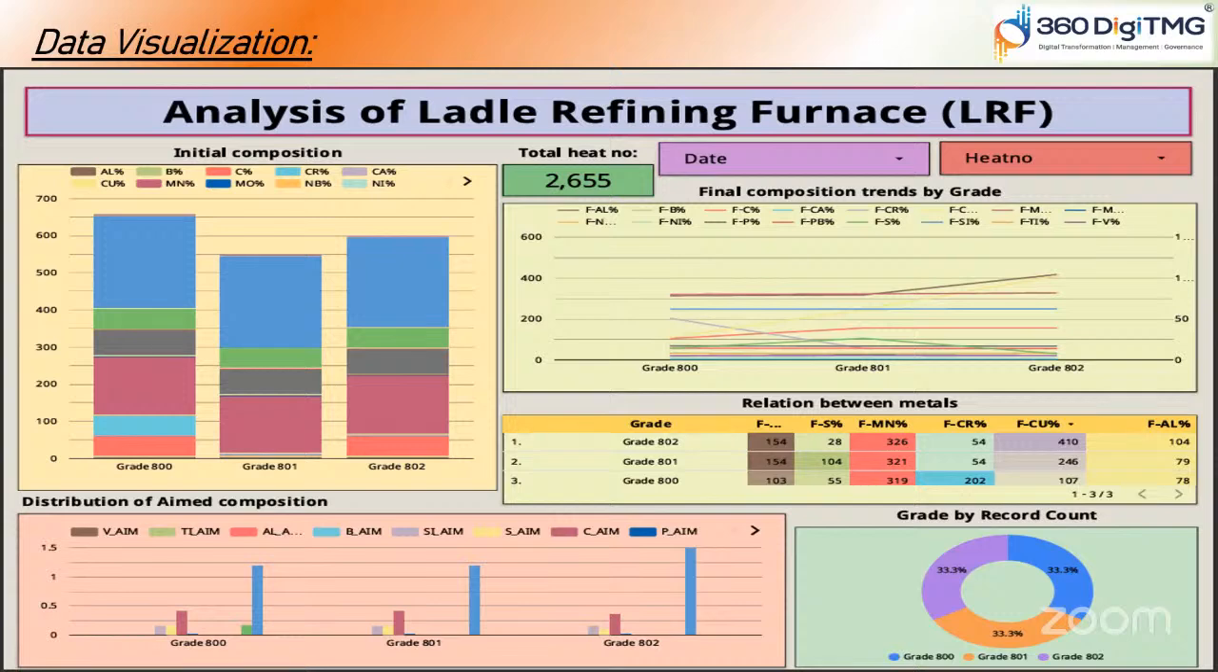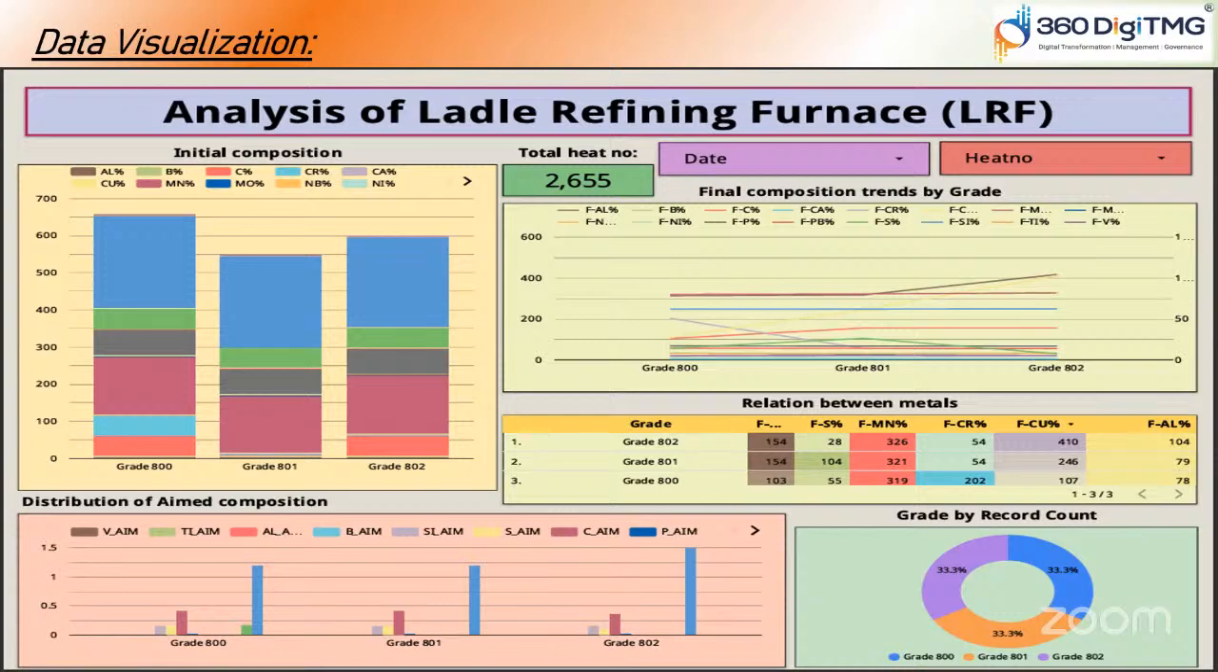Okay, from the stakeholder point of view, what is the main benefit of the analysis of this production? This analysis helps to identify which alloys are heavily used and how actual usage compares with aimed composition. This allows the plant to optimize alloy addition, reduce wastage, and maintain consistency in grade quality.